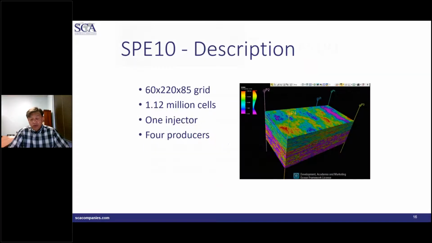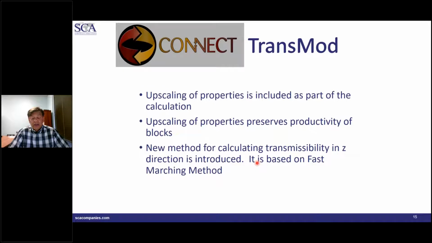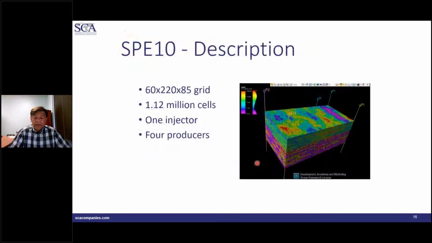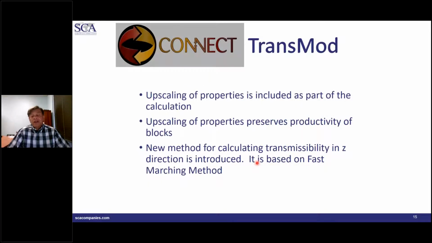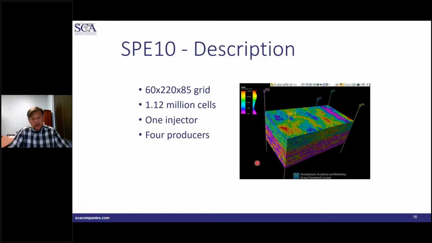And then we provide you the transmissibility calculations in the z direction and transmissibility multipliers in the x and y directions, so that once you use them, we have already captured the transmissibility or lack of connectivity which is observed in a fine scale. So let me show you an example.